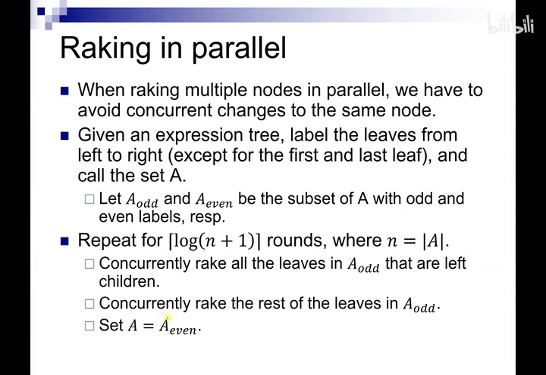So we take these even leaves and renumber them, and then we take the odd ones out of this renumbering which are left children. We rake them, and then we rake the odd leaves who are right children, and so on.